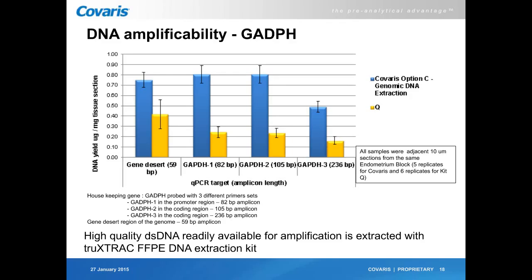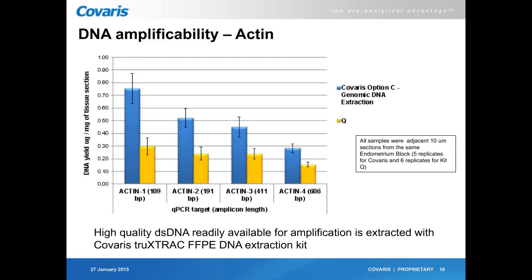So meaning that we're getting this high quality double-strand DNA that's readily available for amplification when working with the truXTRAC FFPE DNA extraction kit. So we did the same with another housekeeping gene, actin, and with an even broader set of amplicons from 109 base pair up to 600 base pair. And again, we are seeing the same type of performance, meaning that with Covaris truXTRAC, you are getting much higher amplificability, and so higher yield when you normalize to the input of FFPE material.